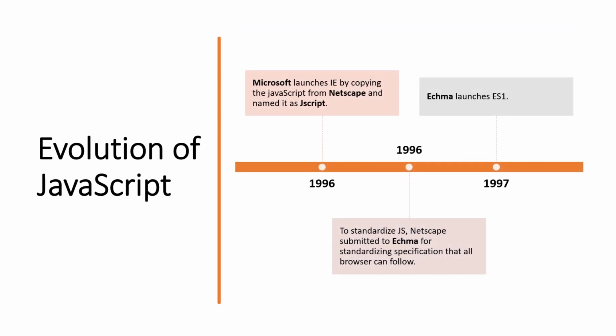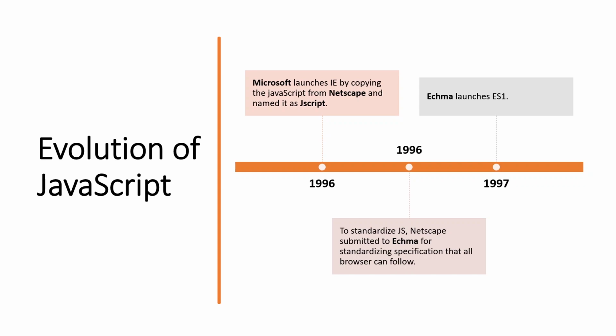Okay. All right. Now here comes Microsoft. In 1996, Microsoft launched IE, the Internet Explorer, by copying the JavaScript from Netscape and naming it JScript. And after that, JScript became very popular. In early 2000, JScript was still so popular, 95% of people were using IE. Later Firefox came to the market in 2004, and in 2008, Google came. So everyone uses these JavaScript things.